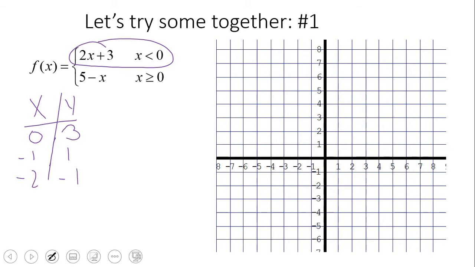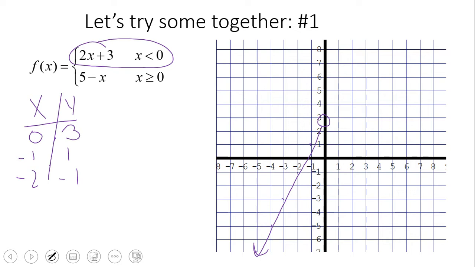So at (0, 3), you are going to have an open circle. Then (-1, 1) is a point, (-2, -1) is a point. The slope is just down 2, left 1, down 2, left 1, down 2, left 1. Basically, you just need a couple of points to show what the graph looks like. And again, it's a little bit hard for me to graph with my stylus, so yours should look even better than mine.